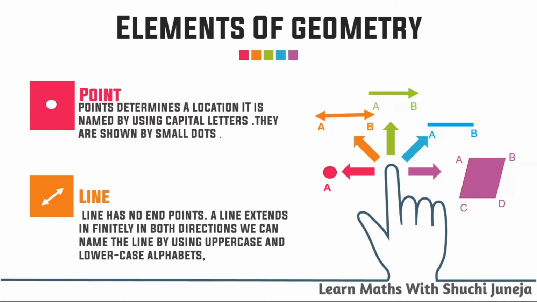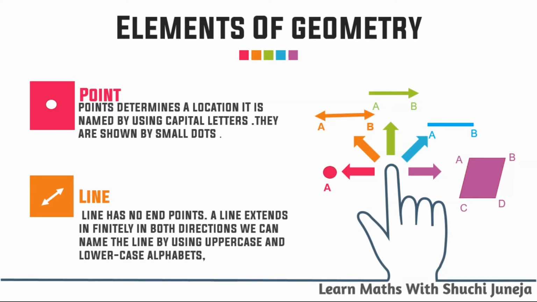The first element is point. So what is a point? A point determines a location of a place. It has neither length, nor breadth, nor thickness. It is always denoted by an uppercase letter or a capital letter like A, B, C, etc. So let's make a real life connect with a point. The real life connect means where in real life we are using point. It is being used as the tip of a sharpened pencil or a tip of a pen.